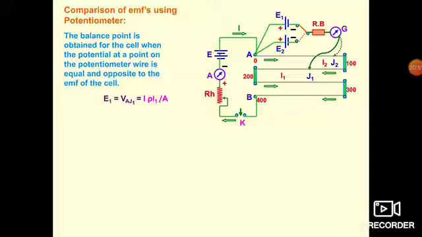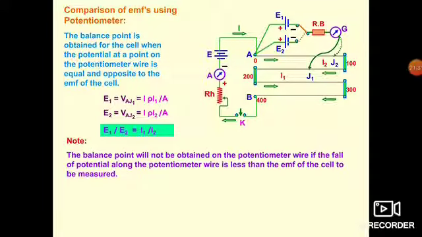Now E1 is equal to VAJ1. Suppose you are getting null deflection at J1, it means whatever the EMF of cell E1 is, the same voltage is there across AJ1. V is equal to IR1, the same current is flowing, and R1 will be what? Rho L1 by A. L1 is that length which is till point J1, and A is the area of the wire. E2 will be VAJ2, and it is I R2, which is rho L2 by A. If you divide E1 by E2, you will get L1 by L2.